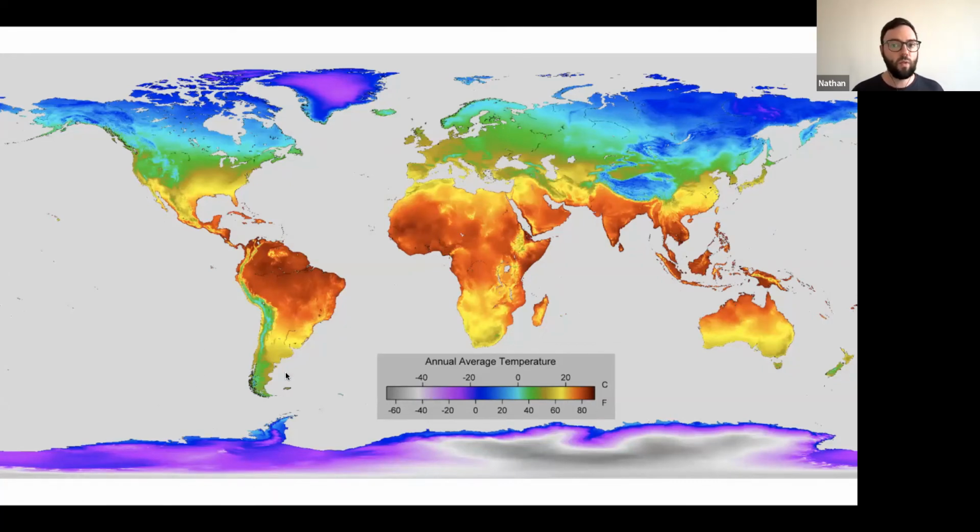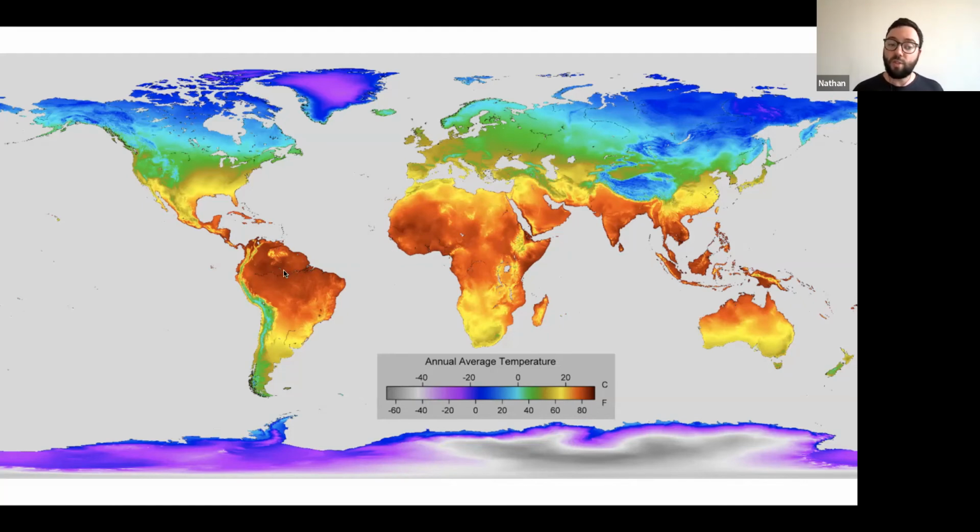If we had more time, if we were in a classroom, we would take some time to discuss in small groups or as a class the patterns that we see emerging on this map. Some common answers that I get are that it's warmer at the equator and colder up at the poles.